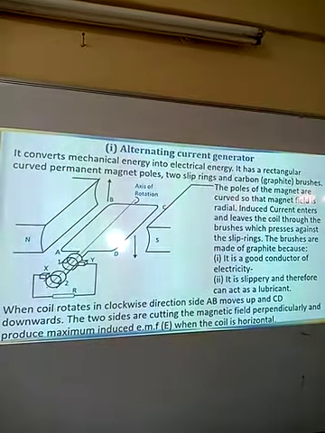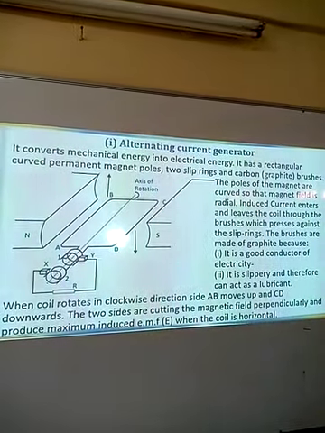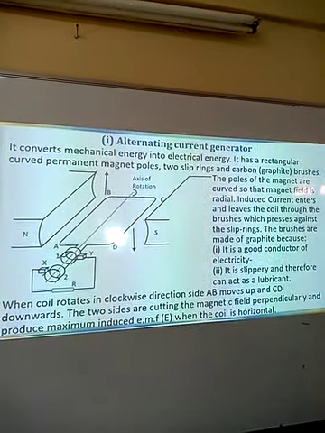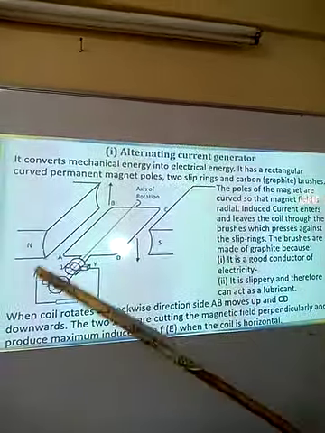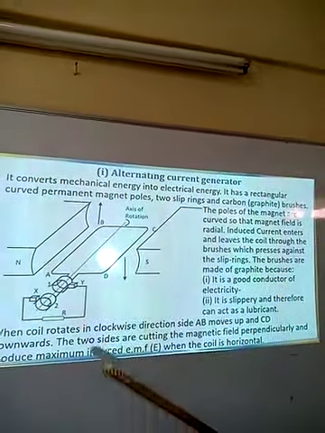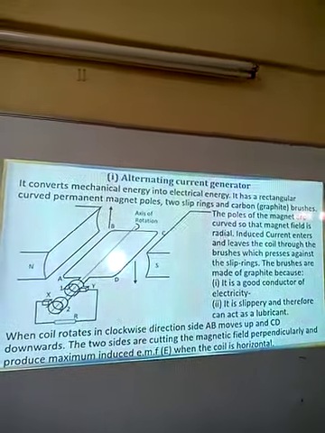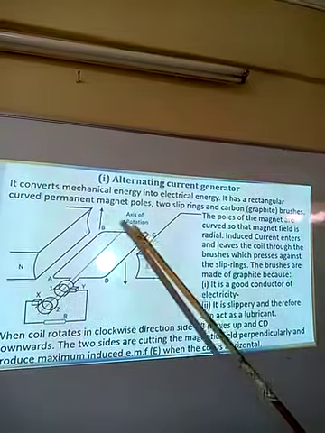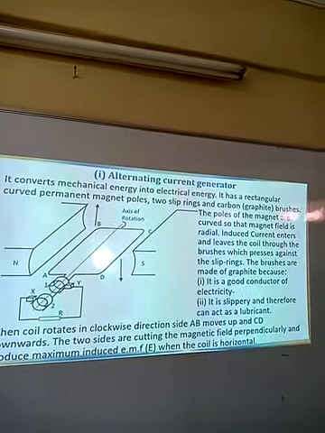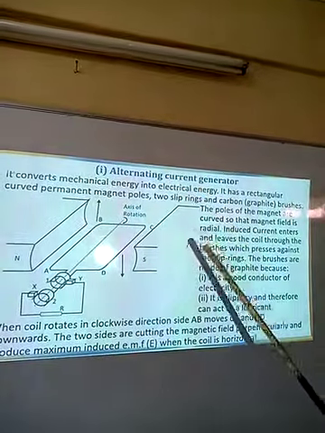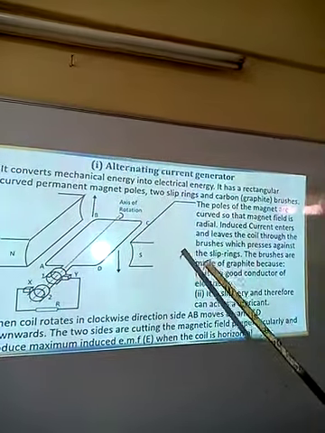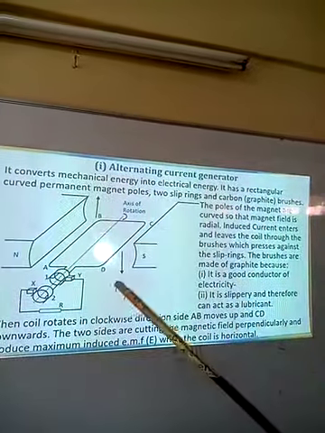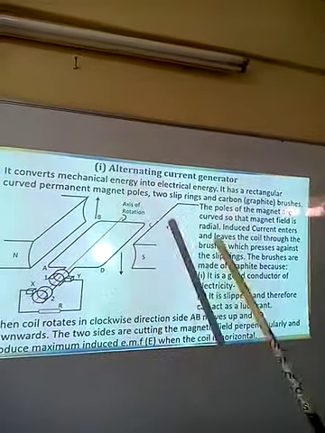Then we have another application of electromagnetic induction, and that is the alternating current generator, that is AC. This is the diagram of how an AC generator works. It has two slip rings, as you can see, and a rectangular coil right in between the two magnets, which provide the magnetic field. Now the magnets are curved in a concave manner. This is to enable the radial concentration of the magnetic field so that it can be maximally cut during rotation by the coil.